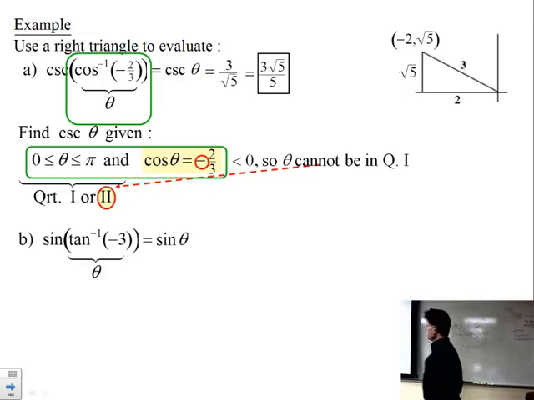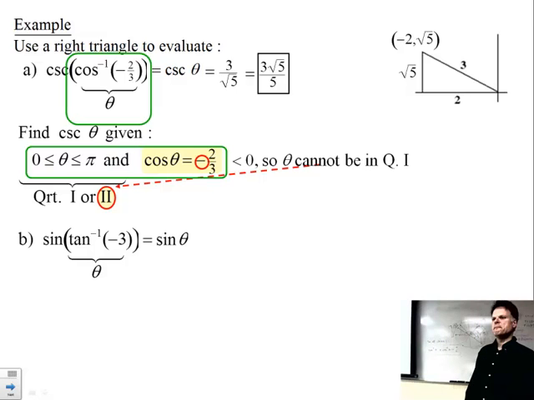And what else do we know about theta? We know that its tangent is what? -3. Okay, all right. Maybe that's what you said. I didn't quite hear you.